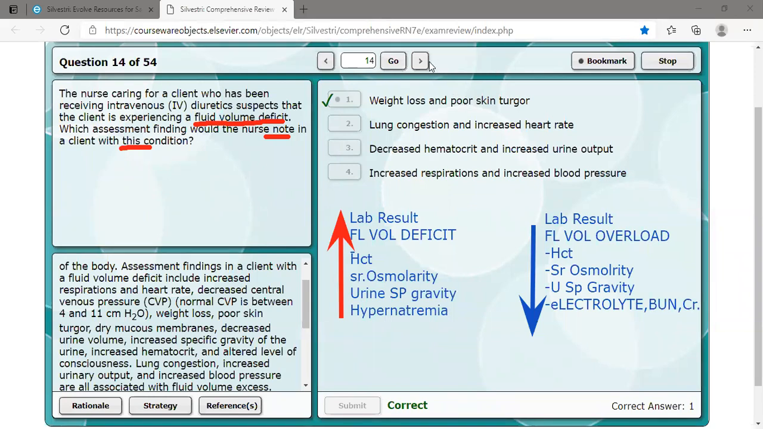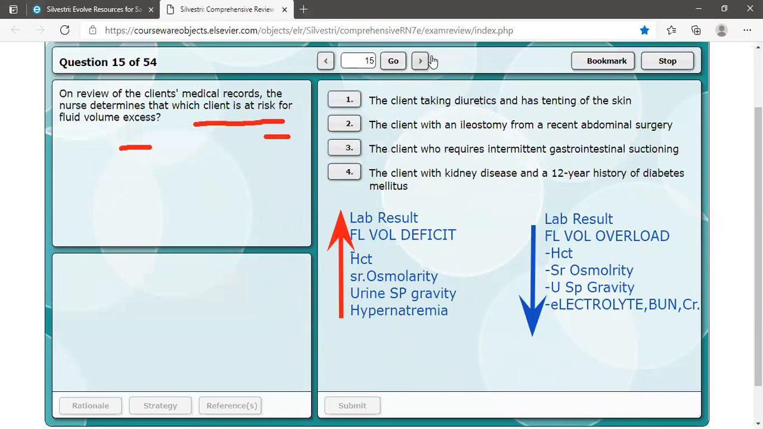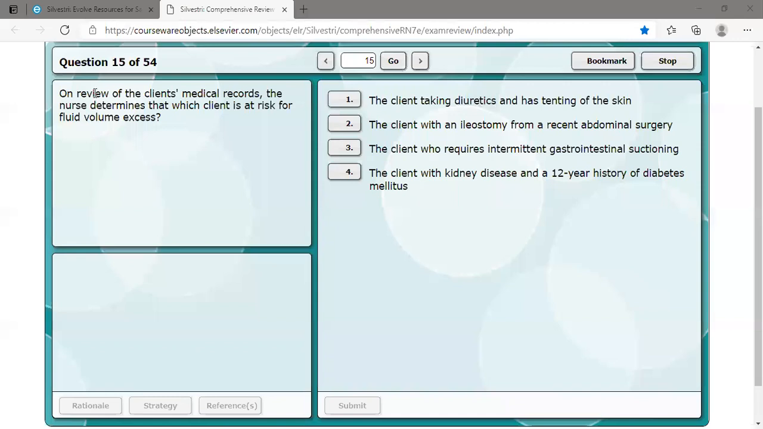Now, next question. On review of the client's medical record, the nurse determined that which client is at risk for fluid volume excess or overload? There are 4 options. Which patient has a chance to develop fluid volume overload?